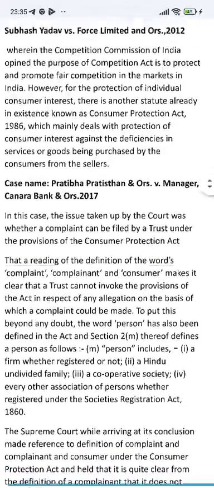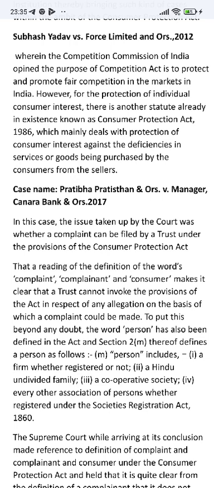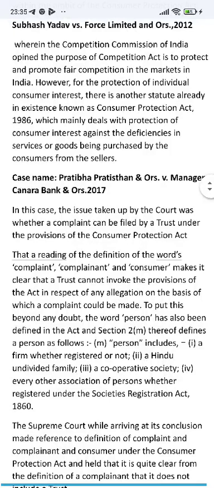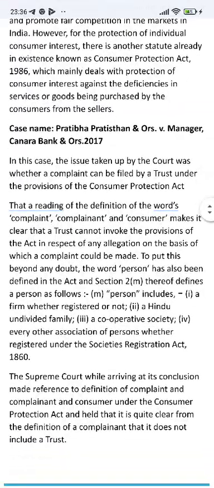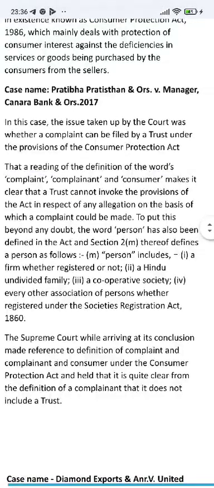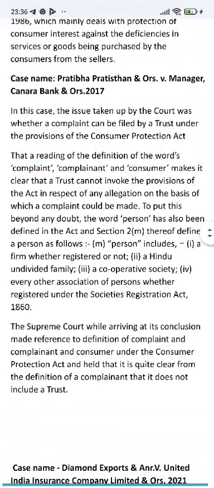Coming on to the next leading case, that is Subhash Yadav versus Force Limited and others, a 2012 Supreme Court case, wherein the Competition Commission of India (CCI) opined that the purpose of the Competition Act is to protect and promote fair competition in the market. However, for the protection of individual consumer interest, which is the main objective of the Consumer Protection Act, another statute already exists, known as the Consumer Protection Act 1986, which mainly deals with the protection of consumers' interest against deficiency in the services or goods being purchased by the consumer from the sellers.